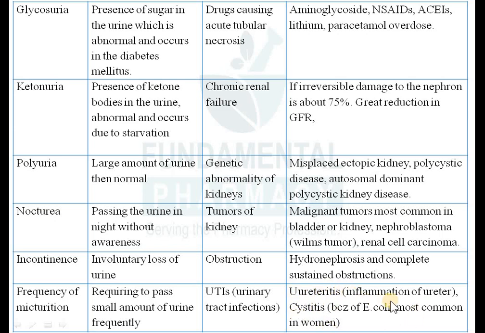So urethritis, inflammation of the urethra. Cystitis, inflammation of your urethra plus urinary bladder. Cystitis is common in women because of E. coli. I have said that a woman's urethra is shorter compared to a male's; the male urethra is longer and the ladies' is shorter, so because of that E. coli can easily go into the bladder and cause inflammation and infection of your urinary bladder and urethra.